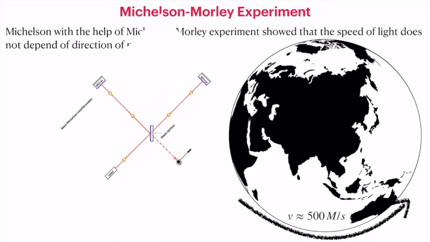That would be v by c is about 10 to the power minus 4. Once you have that, then you can find out the fringe shift, that is n is equal to 2l by lambda times v squared by c squared. So this is an expression which would give you the shift in the fringe when you rotate or change the direction.